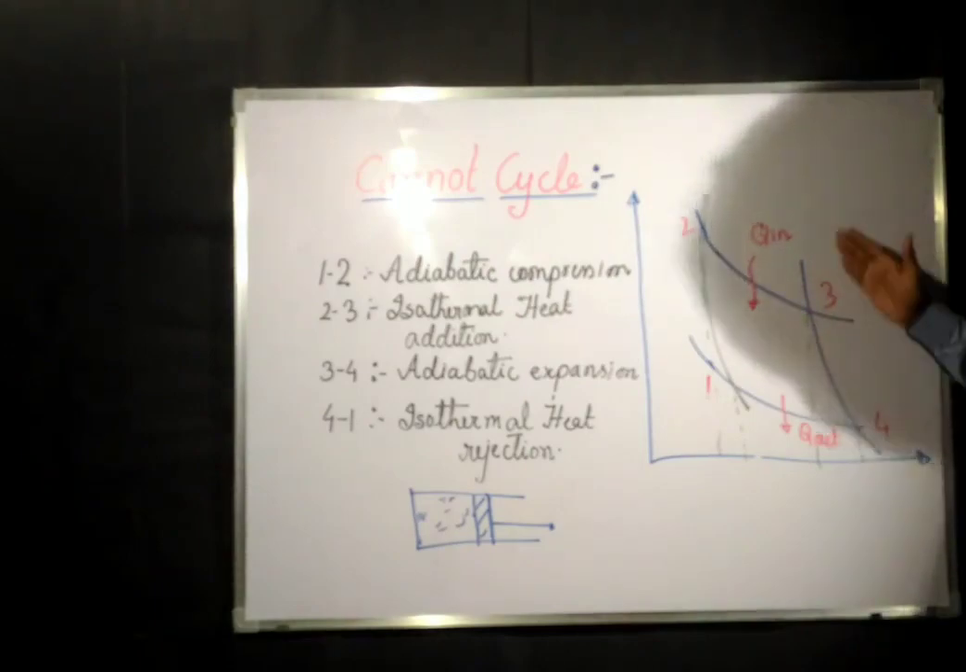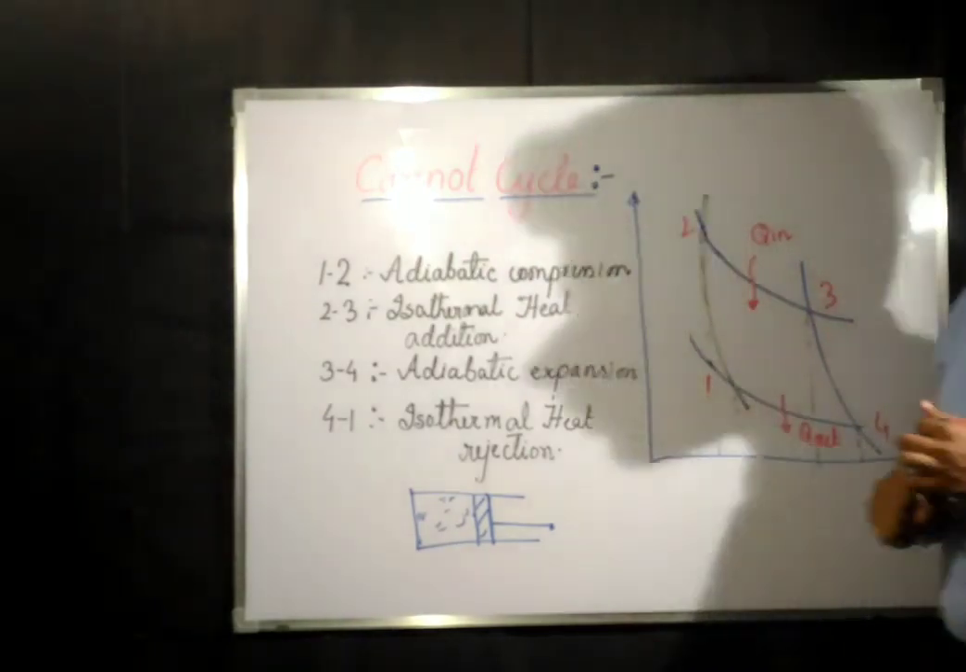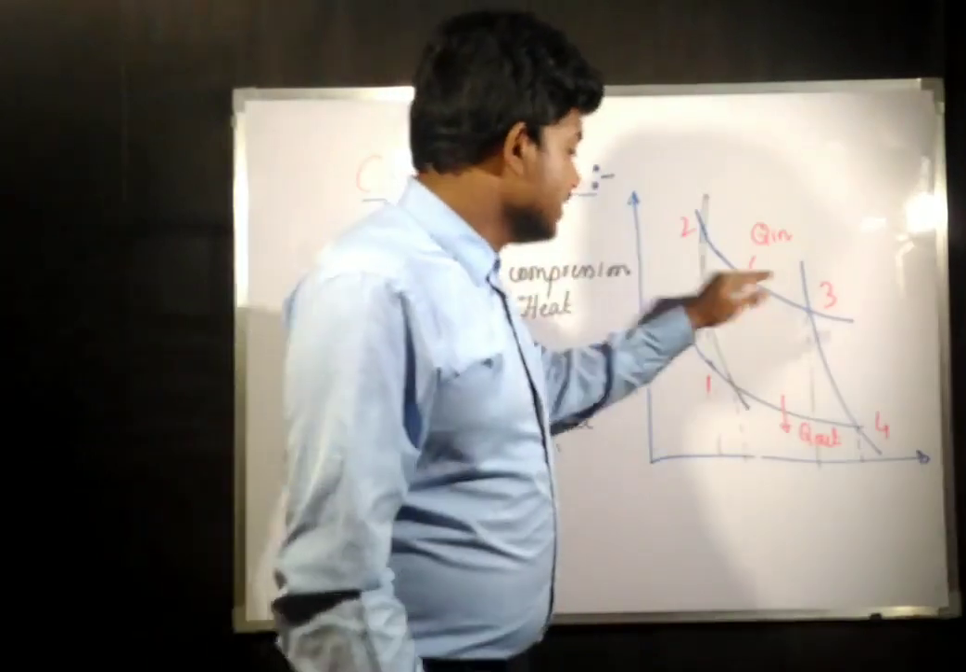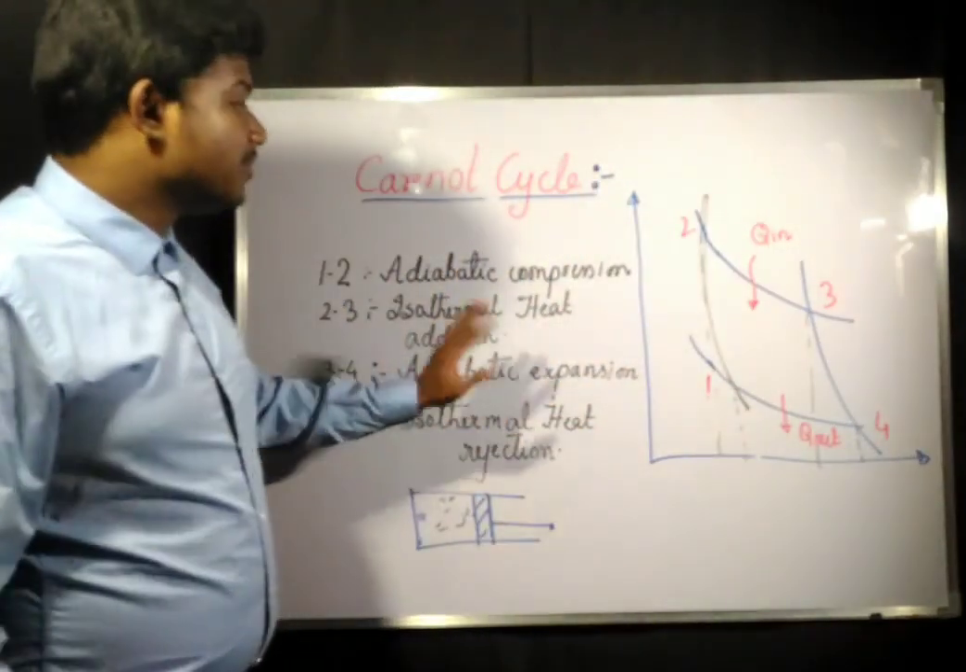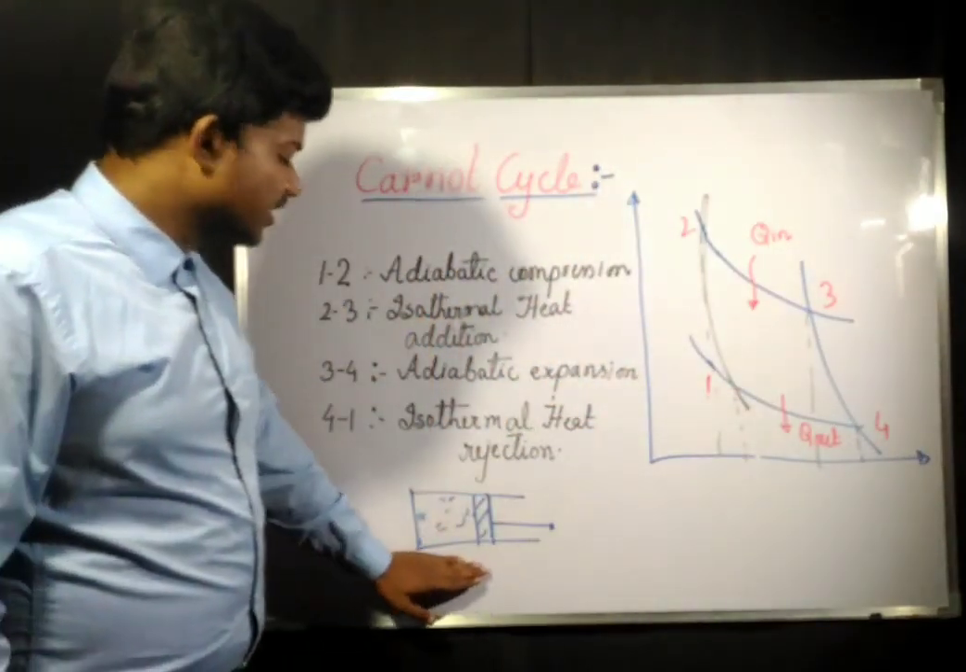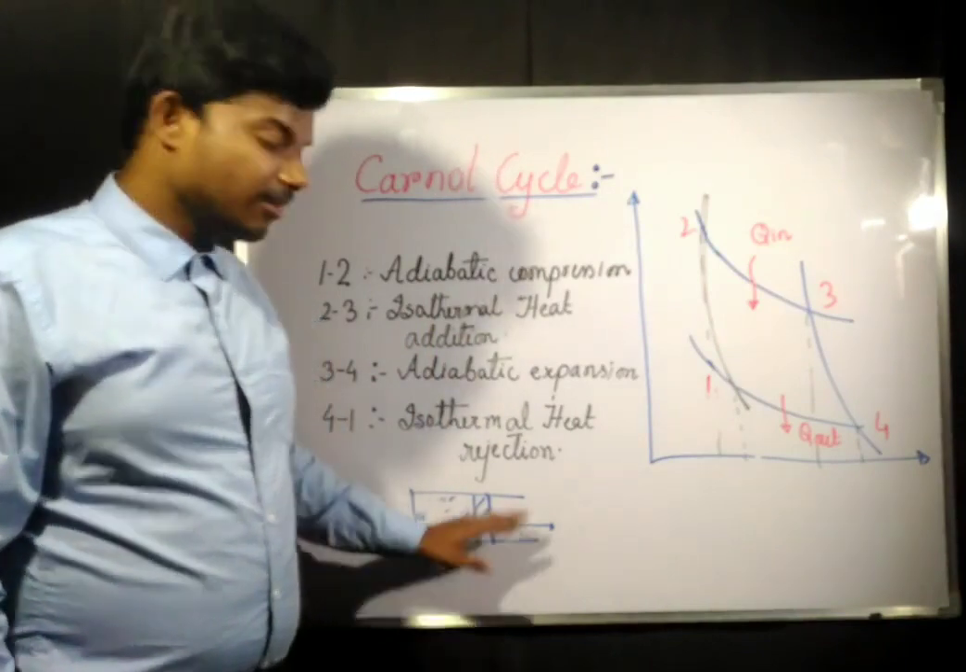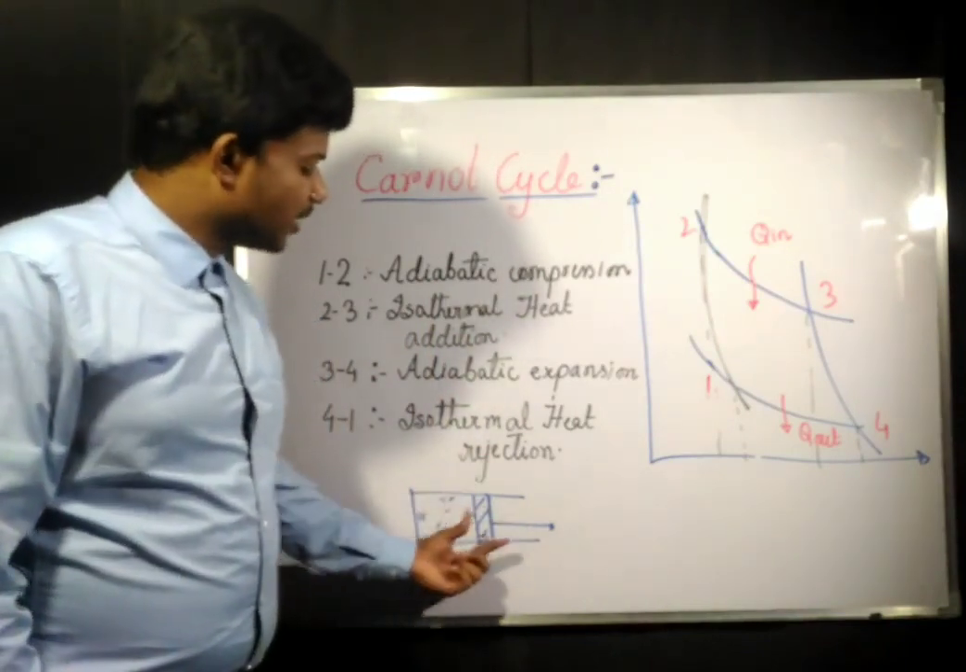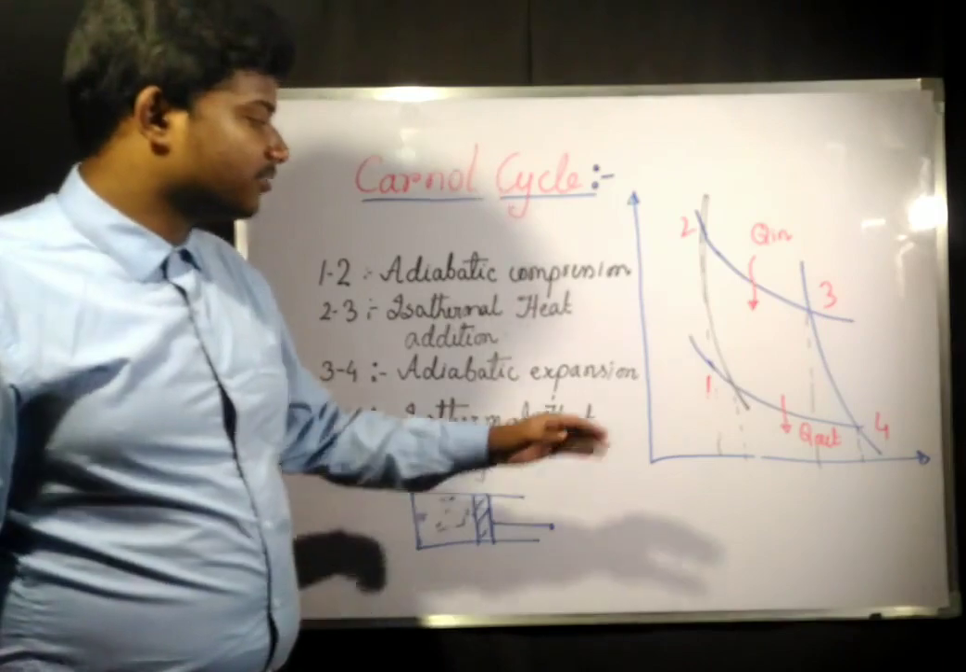Now at 3 to 4, what is going to happen? During 3 to 4 it is adiabatic expansion. Again, without any heat rejection or heat addition, we are going to expand this. Okay, this air is going to expand.